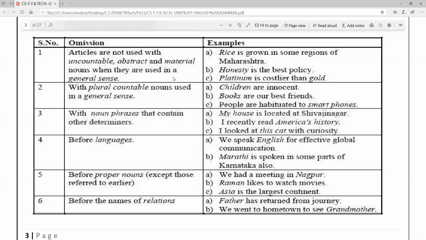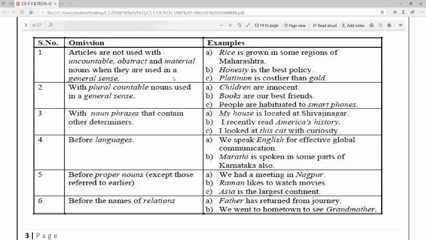Then C, let's see the third one. Platinum is costlier than gold. Platinum हे gold पेक्षा काय आहे तर महाग आहे. So here also we are just speaking this sentence in general sense, not a particular sense. That's why we have to omit the articles.